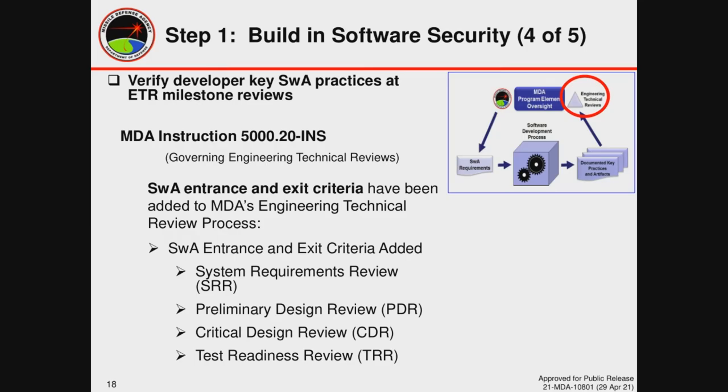At our agency, we have a major policy document that governs our milestone technical review process. That's MDA instruction 5000.20. This instruction has been updated and modified to include amplifying questions for each of the core software assurance requirements. We now have entrance and exit criteria for the SRR, the systems requirements review, the PDR, the preliminary design review, the CDR, the critical design review, and the TRR, the test readiness review. All those reviews have been updated to incorporate software assurance into them. We've added amplifying questions to demonstrate that the contractor has actually met the intent of the software assurance requirements that are contained in its statement of work.